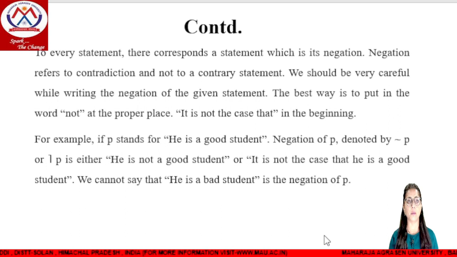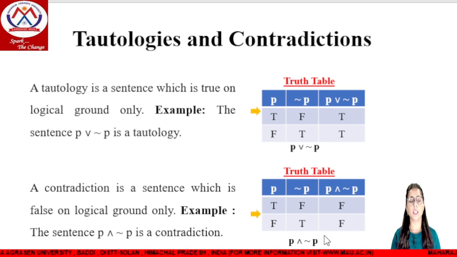Okay, so for example, if P is a statement, "he is a good student," then the negation of P will be "he is not a good student," or we can take it as "it is not the case that he is a good student." We cannot say that he is a bad student. We have to just write "not" for the negation statement. There is no need to change the word. Now these are the basic logical operators: conjunction, disjunction and negation.